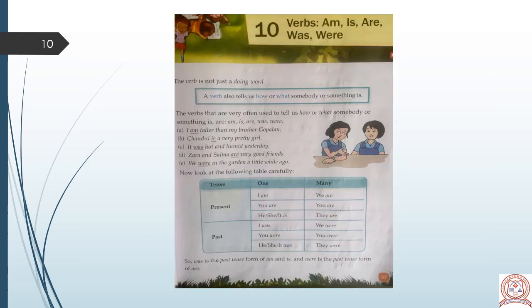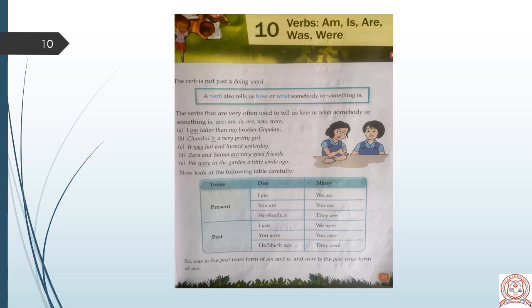Lesson number 10, verbs: am, is, are, was, were. A verb is not just a doing word. A verb also tells us how or what somebody or something is. The verbs that are very often used to tell us how or what somebody or something is are am, is, are, was, were. For example, I am taller than my brother.